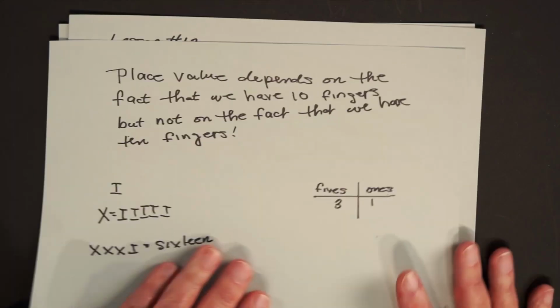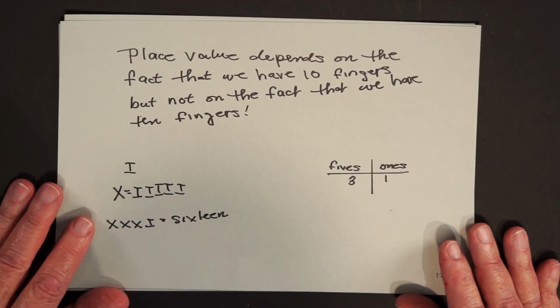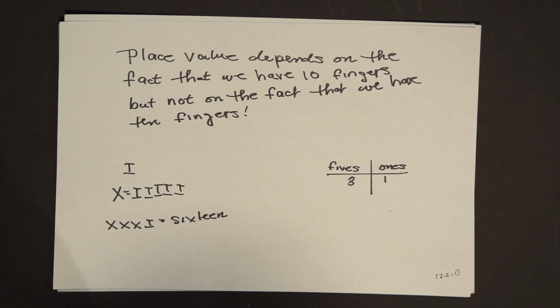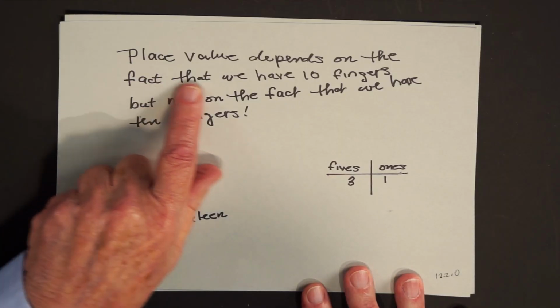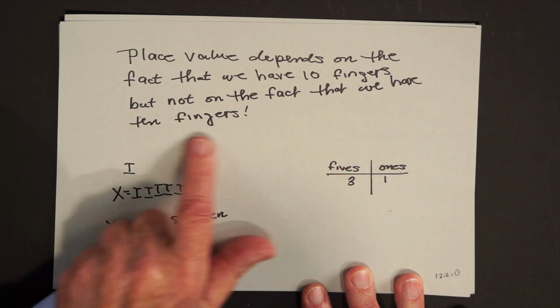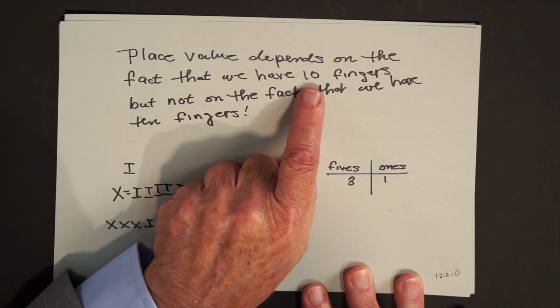Let me introduce this in a rather strange way. You almost have to see it. Well, it'll sound even stranger if I say it. This place value depends on the fact that we have 10 fingers, but it has nothing to do with the fact that we have 10 fingers. I hope that sounds like enough of a contradiction. Let's see what it looks like in writing. Place value depends on the fact that we have 10 fingers, but not on the fact that we have 10 fingers. Notice the subtle difference.